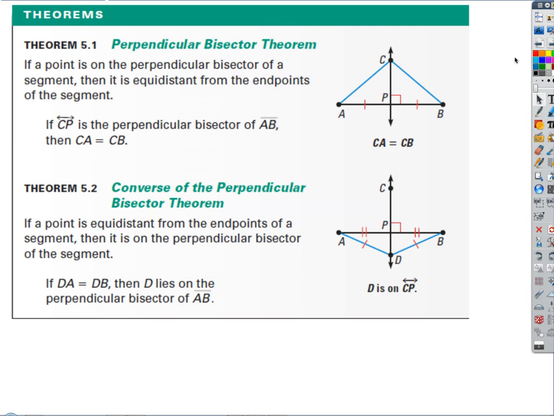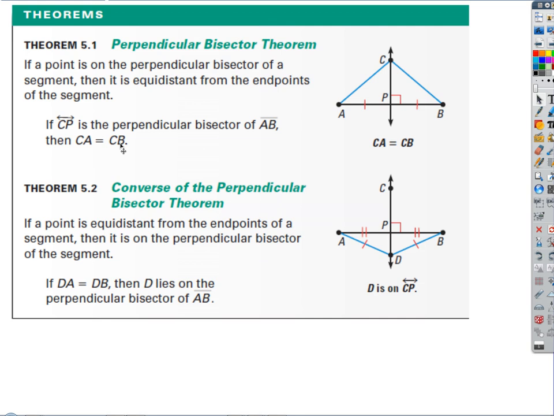Okay, and there's the perpendicular bisector theorem, just a reminder, right? This is just right out of the textbook. So in the language of our book, if a point is on the perpendicular bisector of a segment, then it's equidistant from the endpoints of the segment. The example they give is if line CP is the perpendicular bisector of segment AB, then CA equals CB, right?